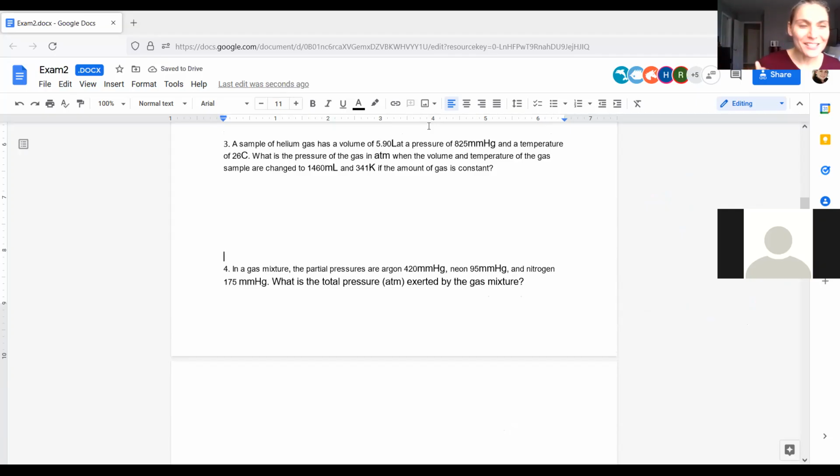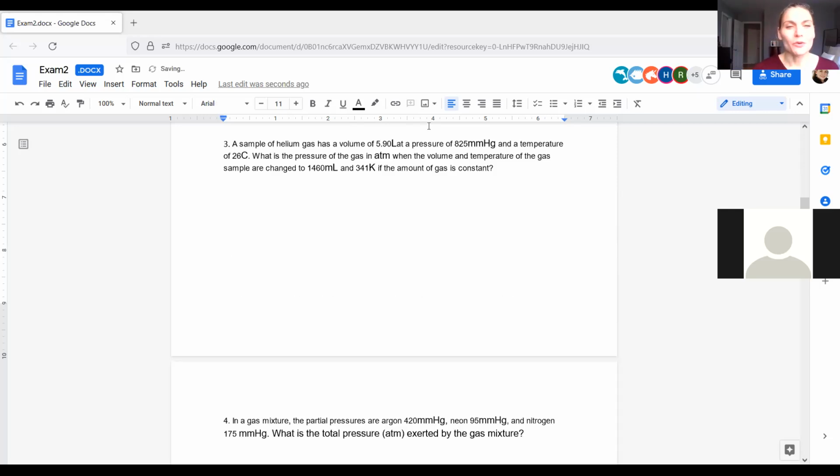All right, I added these two problems because I wanted to get you guys a little extra work in. So let's go through it really quick. A sample of helium gas has a volume of 5.90 liters, a pressure of 825 millimeters of mercury, and a temperature of 26 degrees Celsius. What is the pressure of the gas in ATM? So we automatically know we've got to convert.